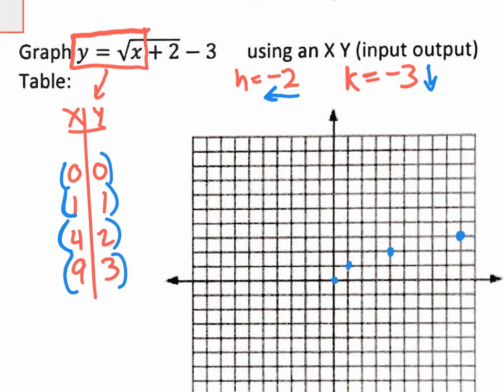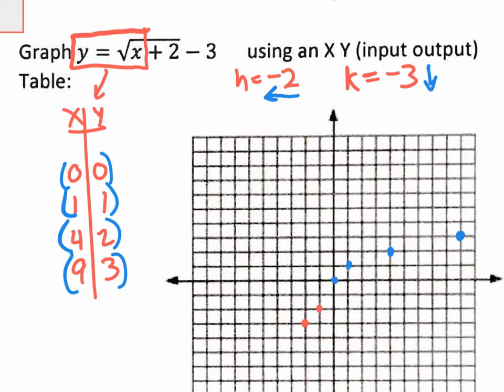Now, these are the coordinates of the parent graph. So I shouldn't draw it. If I want to draw it, that's fine, but I'm going to have to put some x's on it later. Right now, what I want to do is take these coordinates of the parent graph, shift them 2 to the left and 3 down, and that'll give me my final graph. So shift 2 to the left. If you go 2 this way and 1, 2, 3 down, you will get to your new coordinate. And then if you shift this one 2 this way and 3 down, you'll get to that point right there.